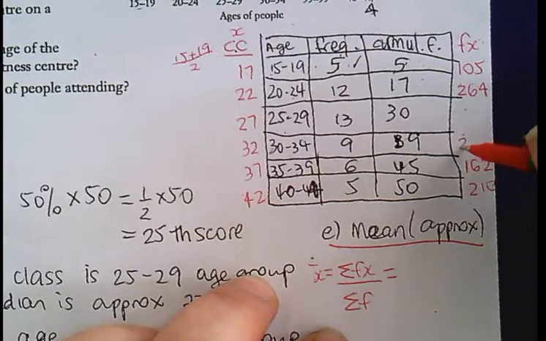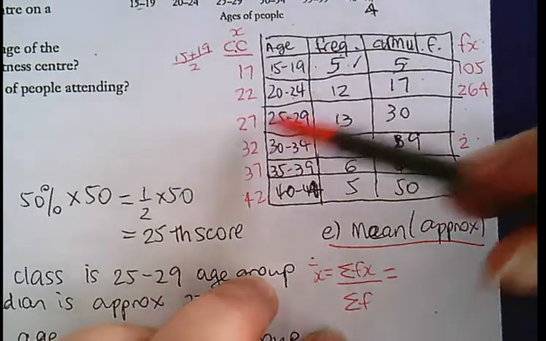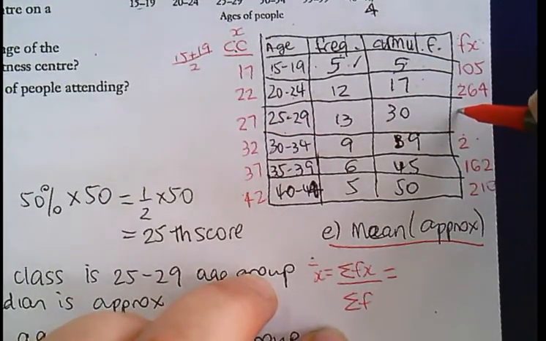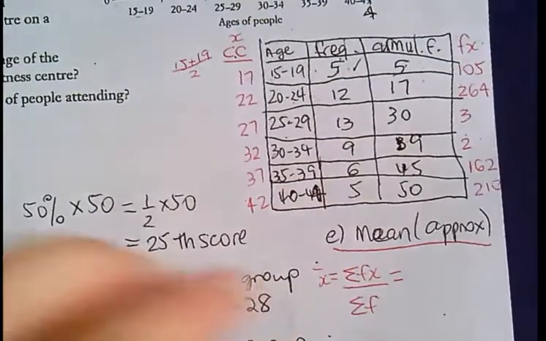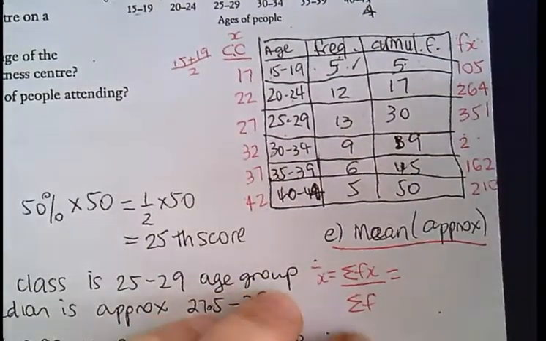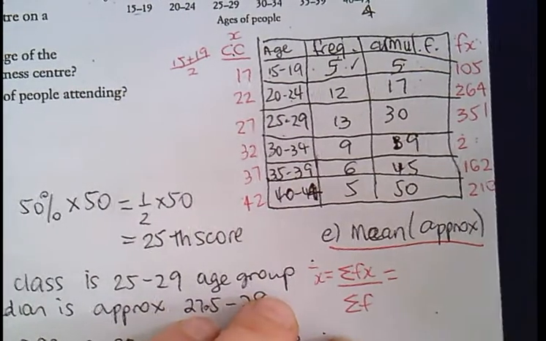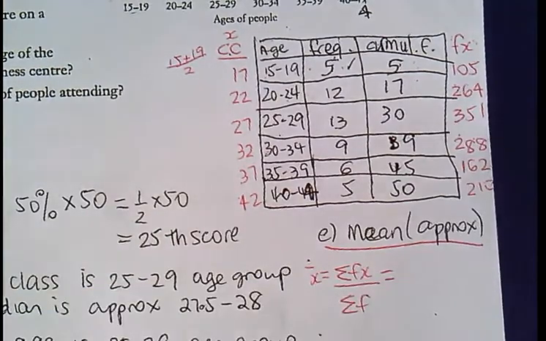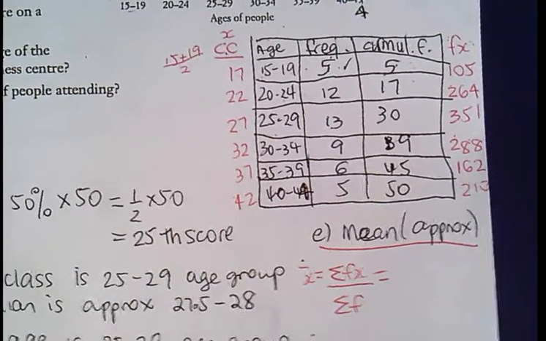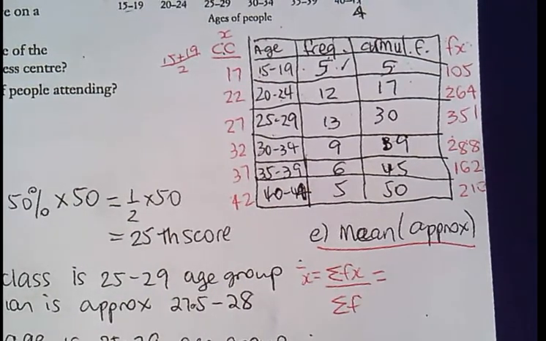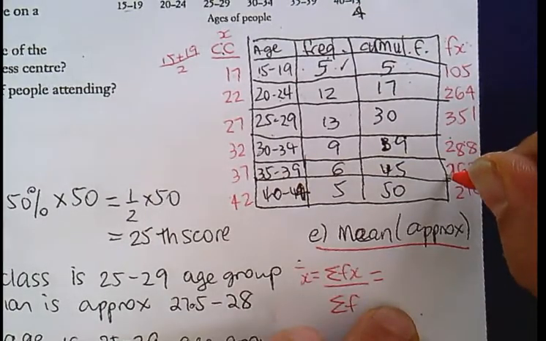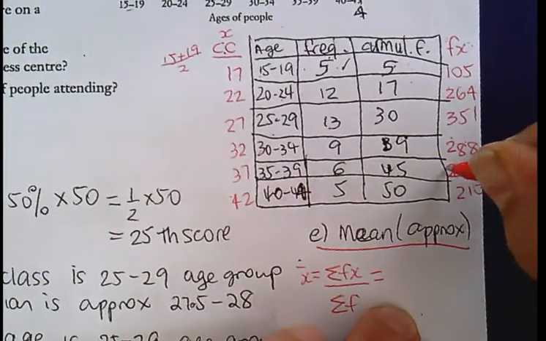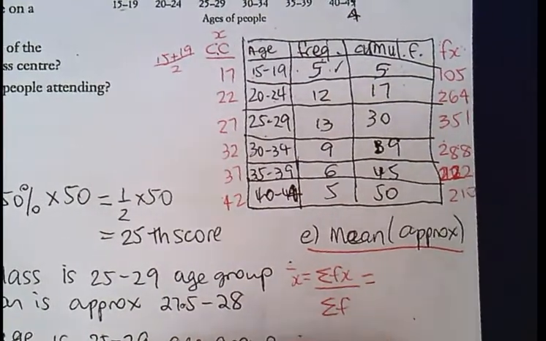320. Is it 288? Come on. What's 27 times 13? 300 and what? Yep, next one. It's 32 times 9. Just check the next one. 37 times 6. 6 is, yeah? 4 6s, yeah. 222. And hopefully the last one's 210.